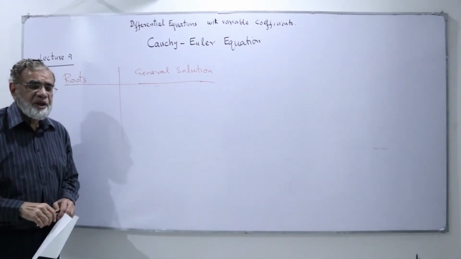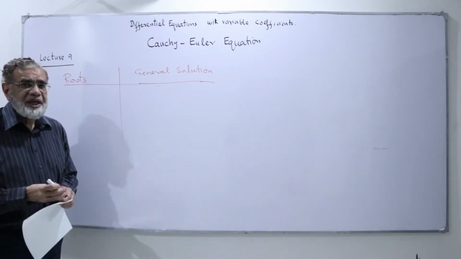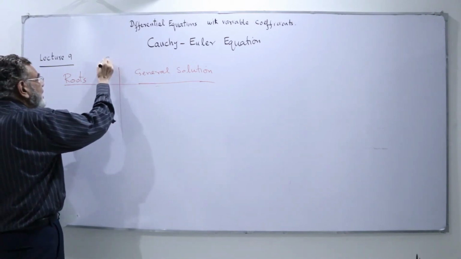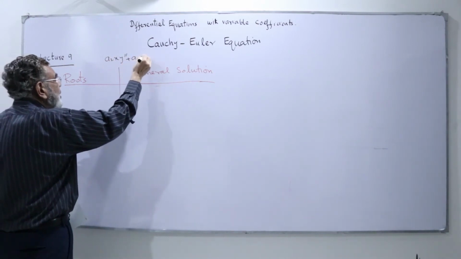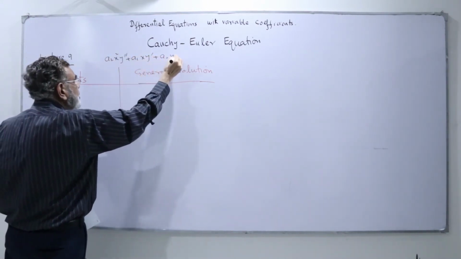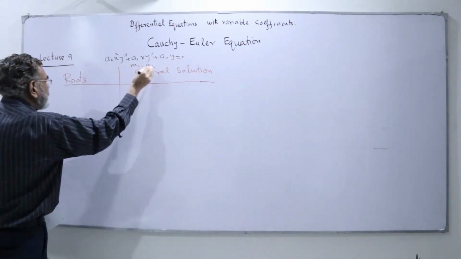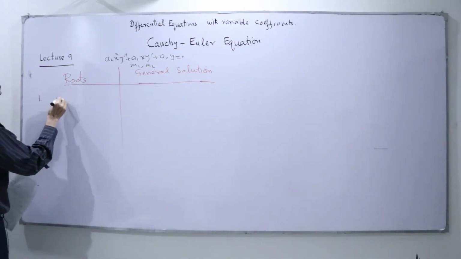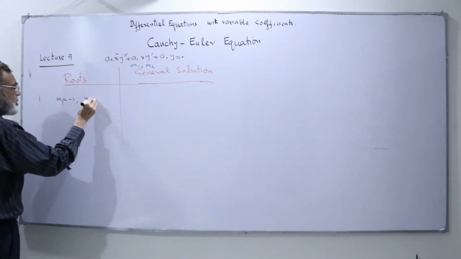For learning more, we take a quick review of the different types of roots, and then how we can write the solution. In this case, we have the second order differential equation a2 x squared y double dash plus a1 x y dash plus a0 y equal to 0, and find the roots m1, m2. For example, case number one: m1 is equal to -1, and m2 is equal to 4.